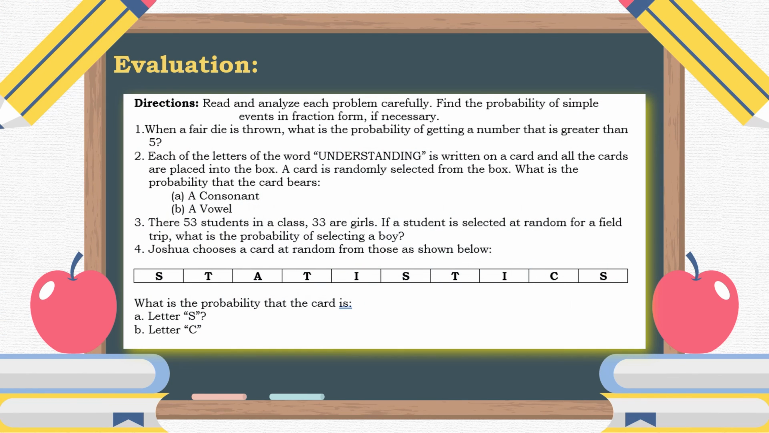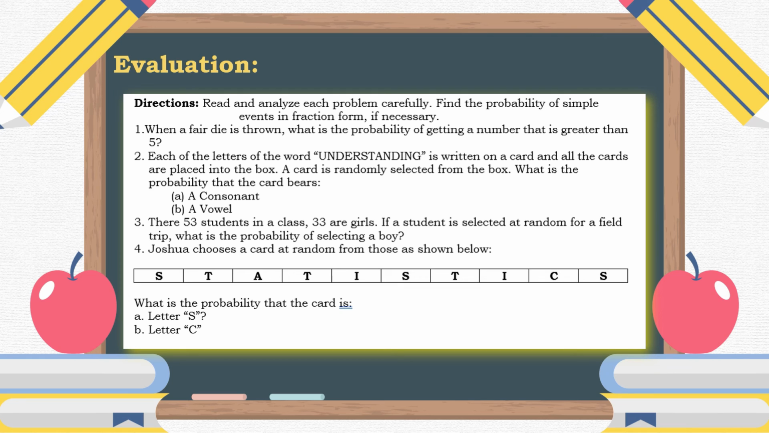For our evaluation, directions: read and analyze each problem carefully. Find the probability of simple events in fraction form if necessary. Number 1, when a pair of dice is thrown, what is the probability of getting a number that is greater than 5? Number 2, each of the letters of the word understanding is written on a card, and all the cards are placed into the box. A card is randomly selected from the box. What is the probability that the card bears A, consonant, B, vowel?